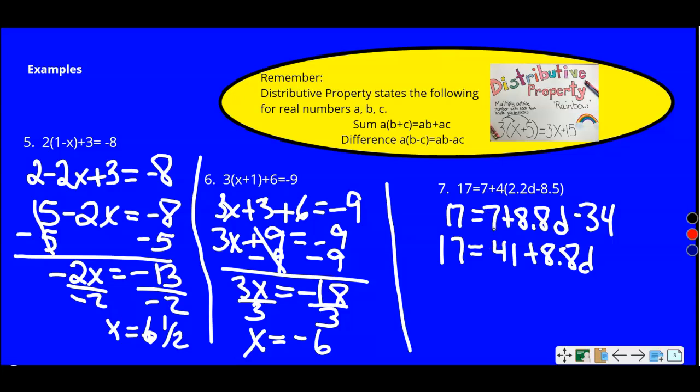Oh, wait a minute, that's a negative 34. So 7 minus 34 is negative 27. All right, so I did that incorrectly. That's a reason you would want to check it at the end if you don't catch that when you're doing it. All right, so 7 minus 34, or 7 plus negative 34 is negative 27. All right, so I'm going to add 27 to both sides.